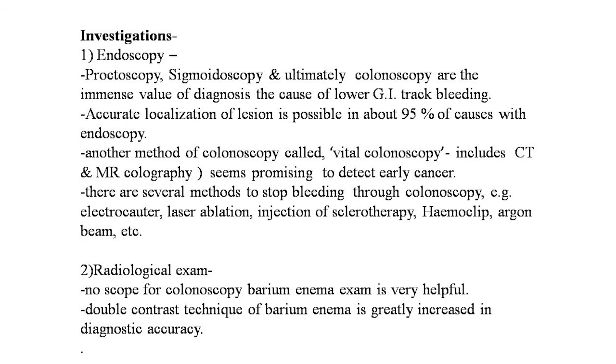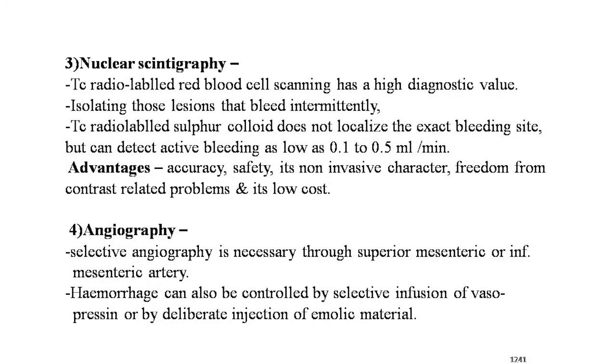The next investigation is nuclear scintigraphy. Technetium-99 radio-labeled red blood cell scanning has high diagnostic value. The long intravascular half-life of the labeled red cells allows repeat scanning and increases the probability of isolating those lesions that bleed intermittently. Technetium-99 radio-labeled sulfur colloid does not localize the exact bleeding site, but can detect active bleeding as low as 0.1 to 0.5 ml per minute. This is a very fine nuclear scintigraphy. Advantages: accuracy, safety, its non-invasive character, freedom from contrast-related problems, and its low cost.